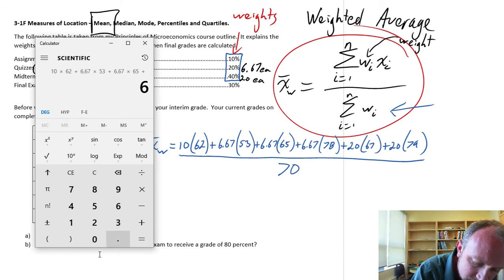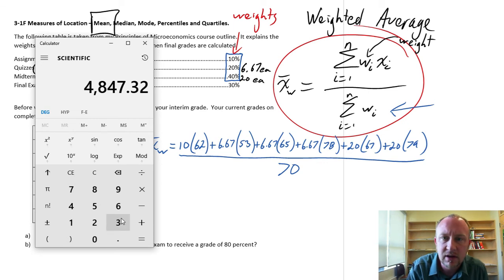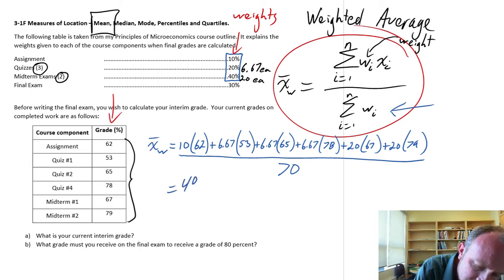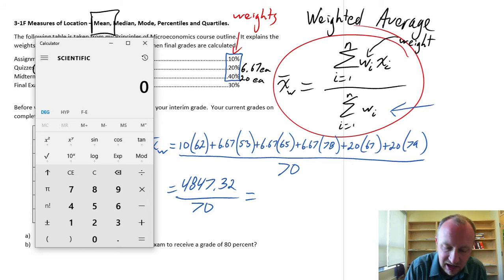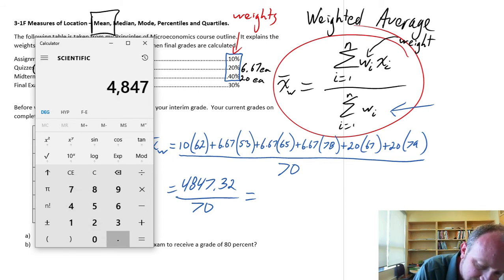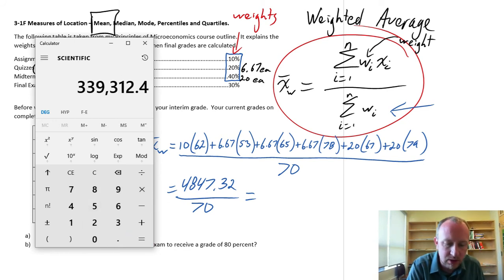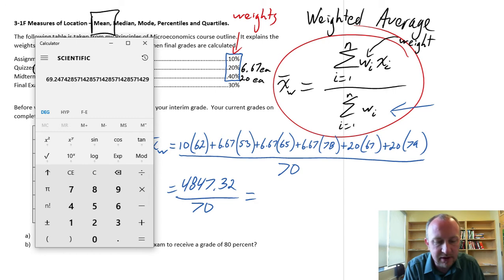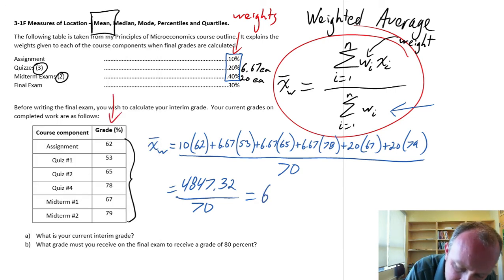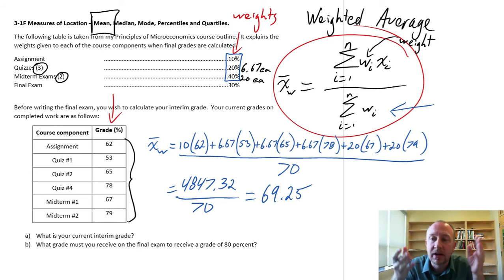65 times 78 plus 20 times 67 plus 20 times 79. Okay, phew, 4847.32 divided by 70. And so this gives me an interim grade, or a weighted average, of 4847.32 divided by 70. Whoa, pressed something wrong. 4847.32 divided by 70 equals, there we go, 69.25%. So there's an interim grade.